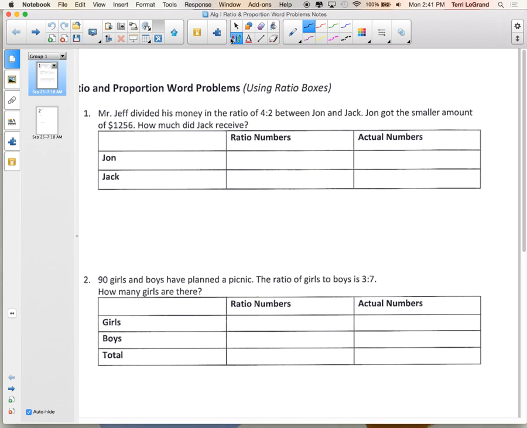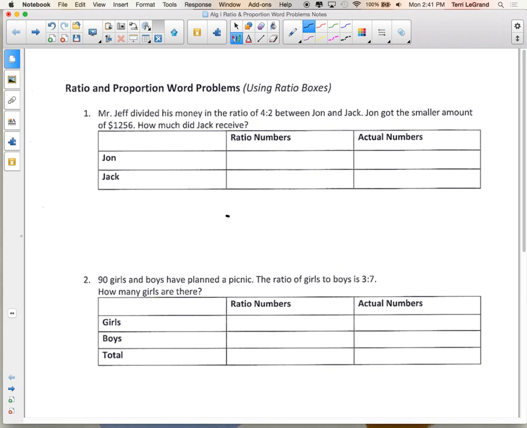So that's one of our learning goals, being able to set up a proportion to problem solve. Okay, so let's start with this first one here. We have Mr. Jeff, who's got some money that he's dividing between John and Jack. The ratio is 4:2. John got the smaller amount of $1,256. How much did Jack receive?